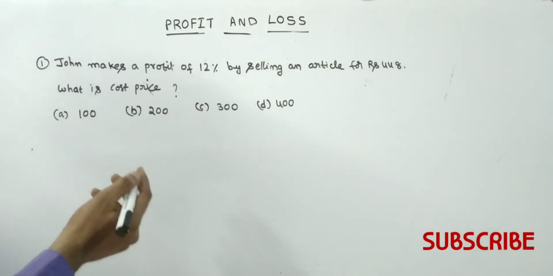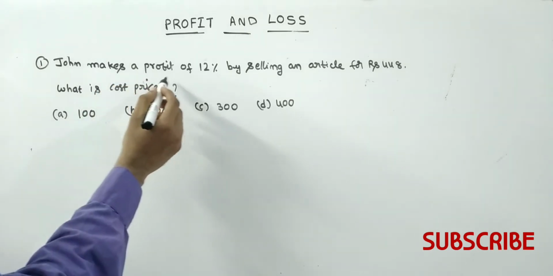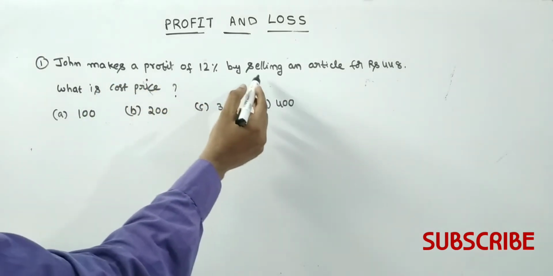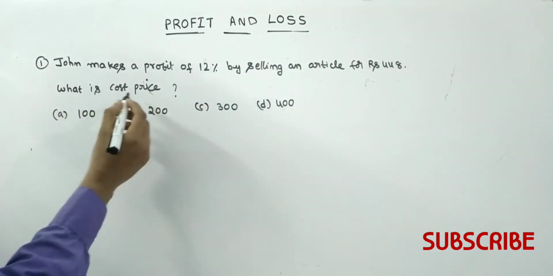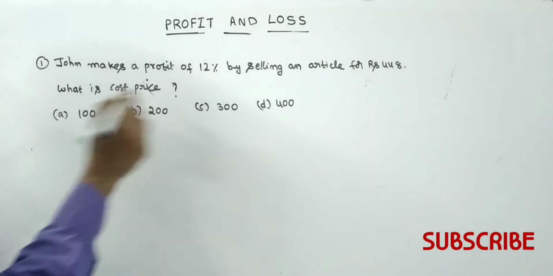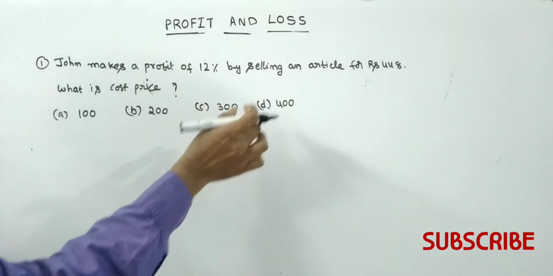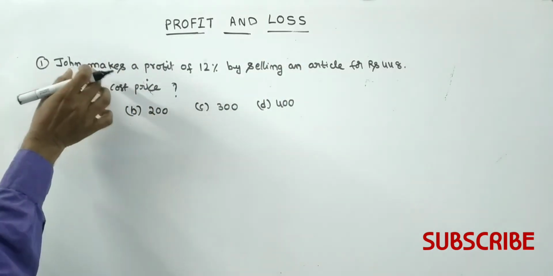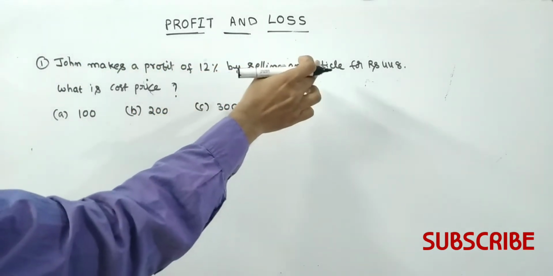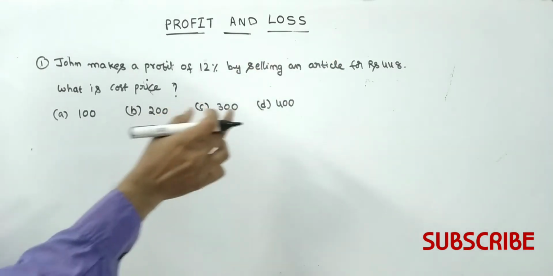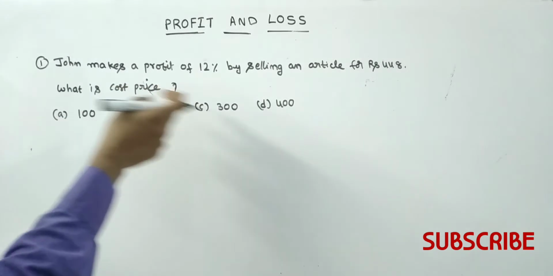See friends, in this session, first problem. John makes a profit of 12% by selling an article for rupees 448. What is the cost price? What is he asking? He is asking to find the cost price of that article. He has given the selling price and the profit percentage, and he is asking for the cost price.